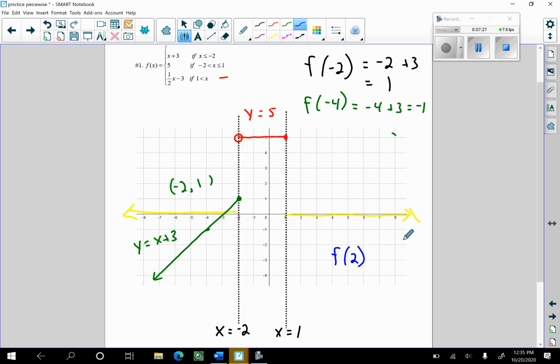And what is f of 2? 2, first of all, is greater than 1, and so I'm going to use this piece right here. If I put 2 in, it's going to be 1/2 times 2 minus 3. Well, 1/2 times 2 is 1. 1 minus 3 is negative 2. So this is the point (2, -2). So I'm going to go down here and plot the point (2, -2).